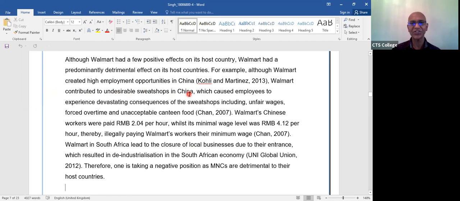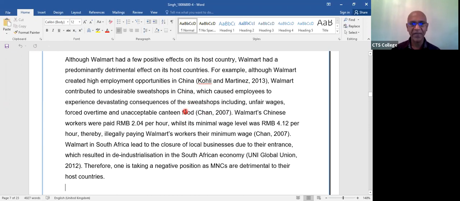However, Walmart contributed to sweatshops, which caused employees to experience devastating consequences on fair wages, forced overtime, unacceptable canteen food. Walmart's Chinese workers were paid 2.04 per hour, whilst its minimum wage was 4.12 per hour, not only resulting in a lower wage, but an infraction of the laws for wage conditions in China. So the student is attempting to say, and this is a very good attempt, to show that the effects of Walmart in China were predominantly negative.